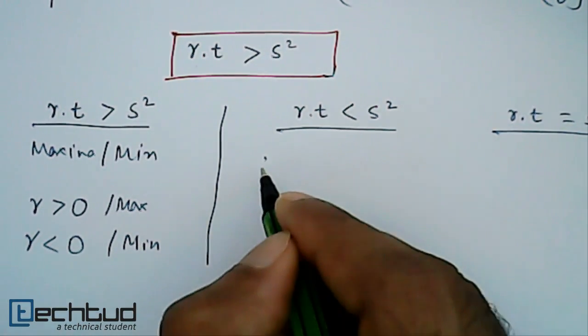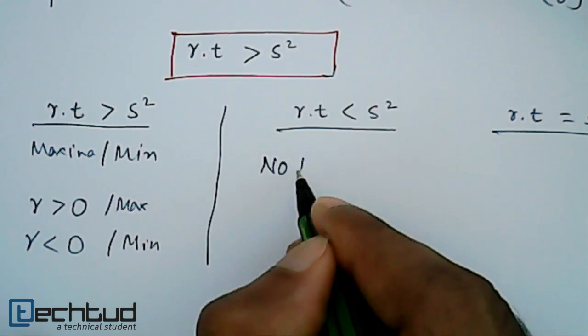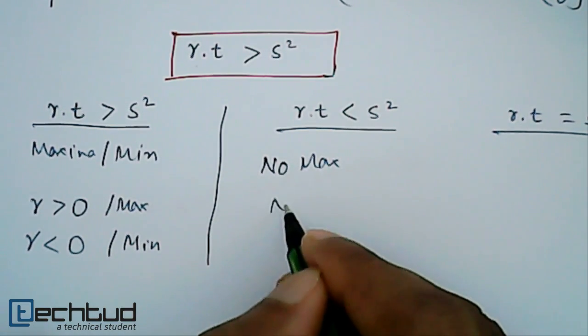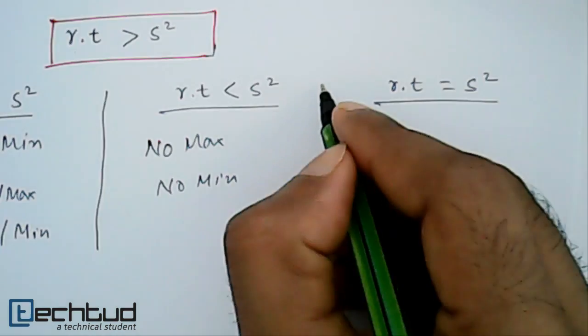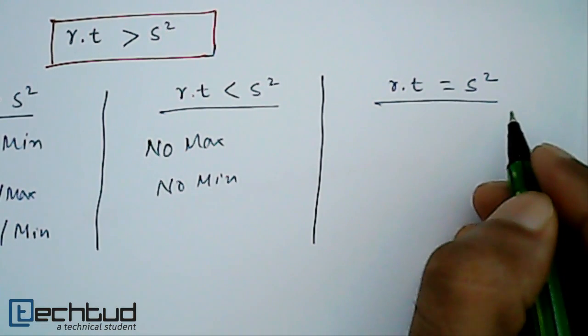In this case, there is no maxima and no minima. Fine. And the third one is r into t is equal to s square.